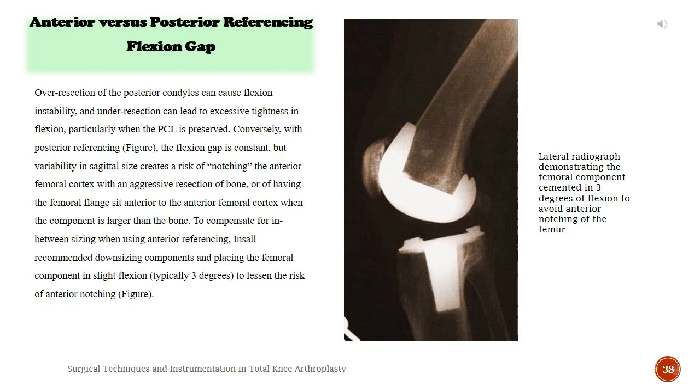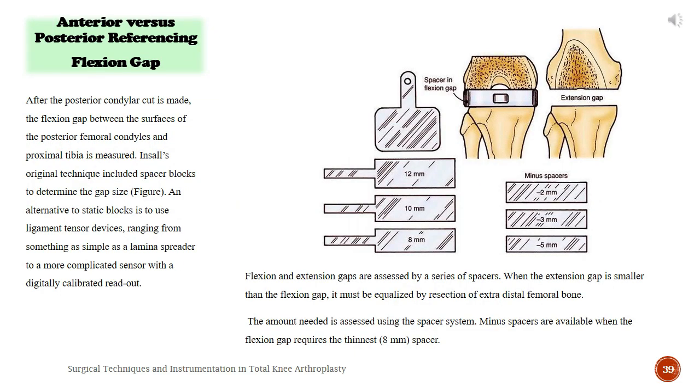Radiograph. Lateral radiograph demonstrating the femoral component cemented in 3 degrees of flexion to avoid anterior notching of the femur. Anterior versus posterior referencing, flexion gap. After the posterior condylar cut is made, the flexion gap between the surfaces of the posterior femoral condyles and proximal tibia is measured. Insall's original technique included spacer blocks to determine the gap size, figure.